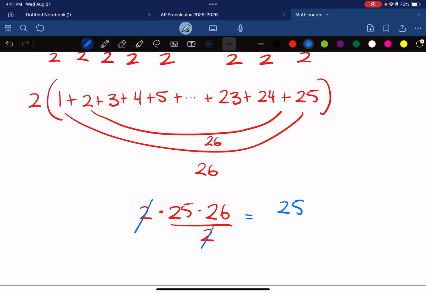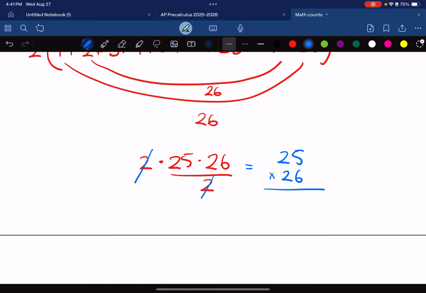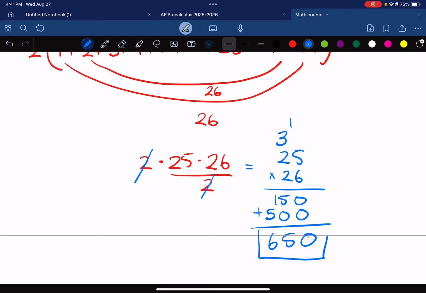This is going to be 25 times 26. What is that? 25 times 26? Let's see. 6 times 5 is 30. 6 times 2 is 12, 13, 14, 15. 15. We're multiplying by our 10, so there's our 0. 2 times 5 is 10. 10. And then 2 times 2 is 4. 5. And then we add them together, we get 650.